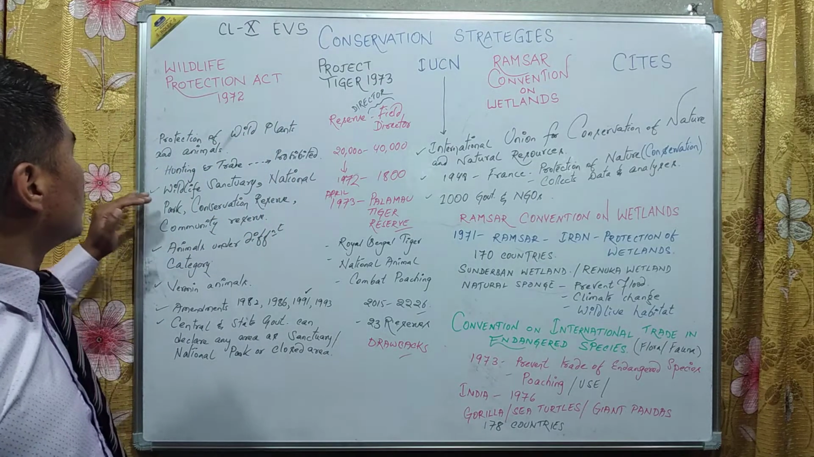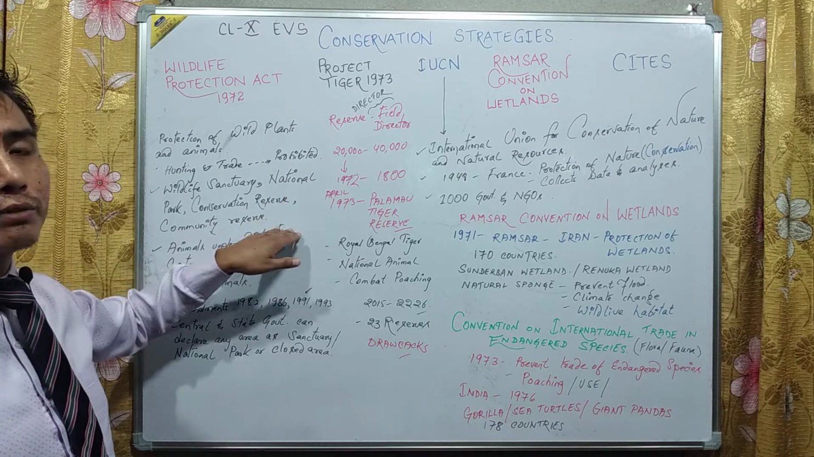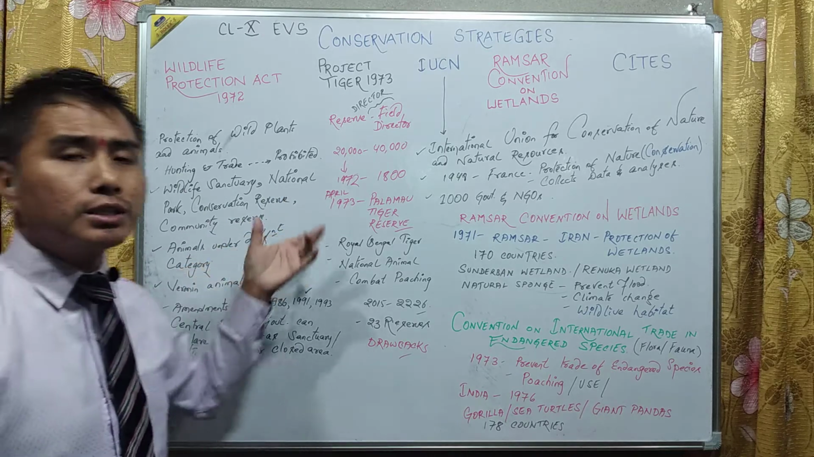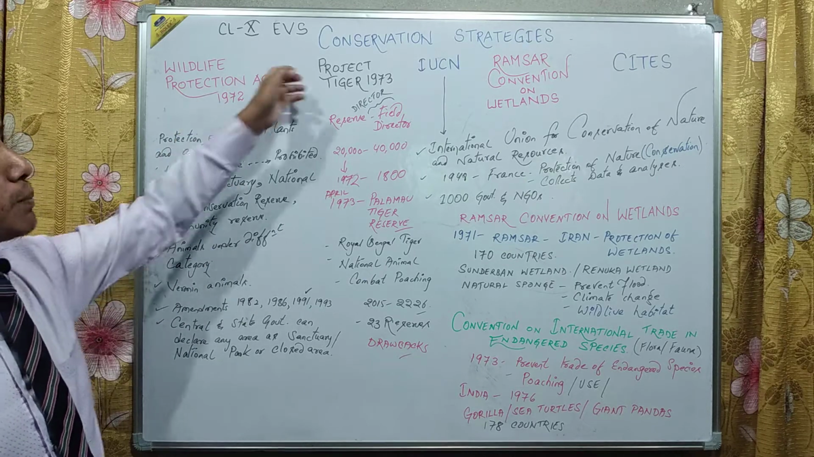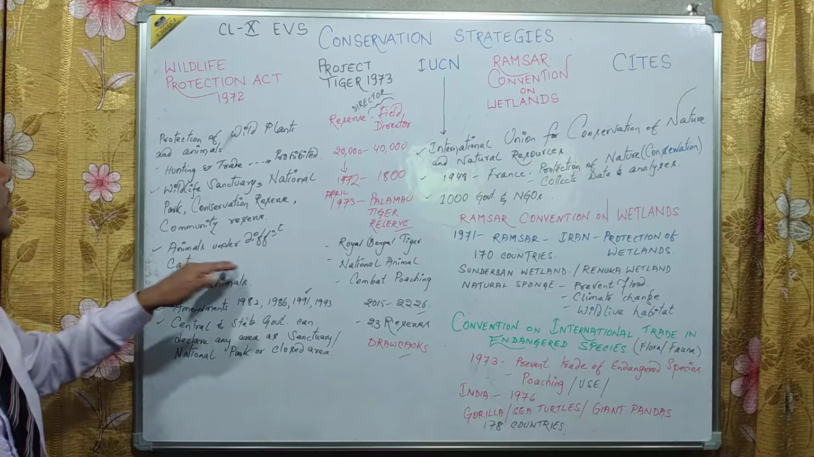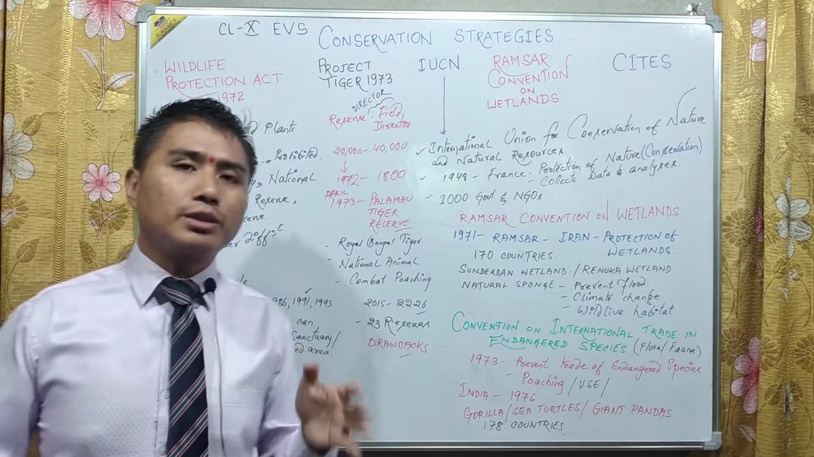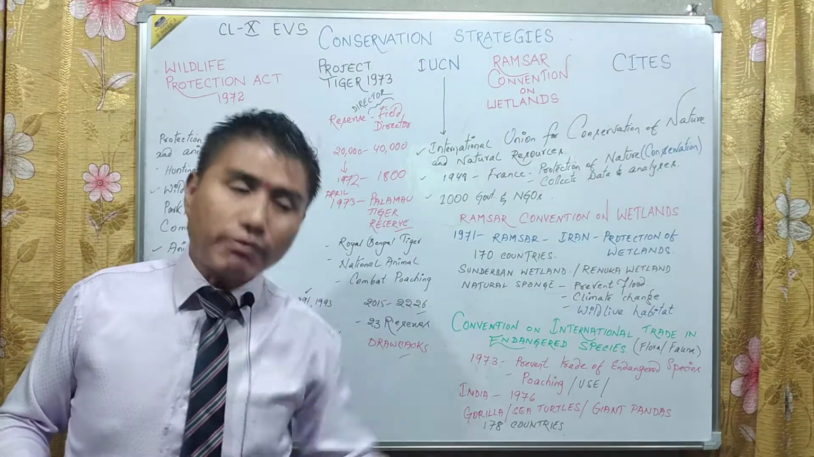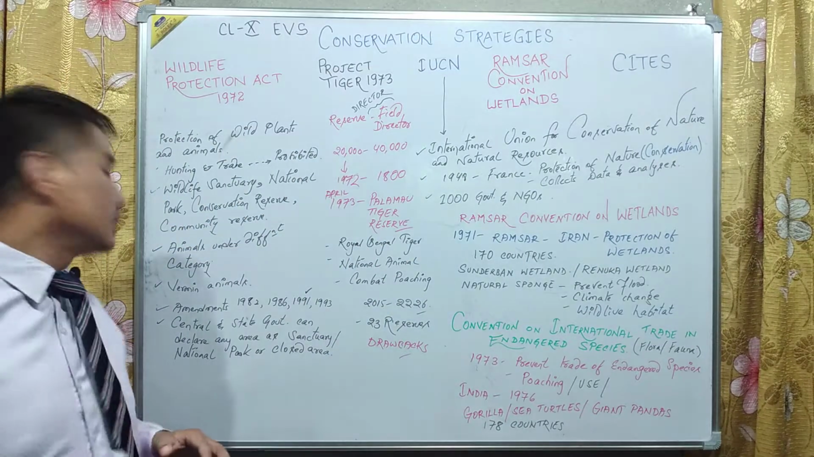Under this Wildlife Protection Act, wildlife sanctuaries, national parks, conservation forests, and community reserves were all formed. Actually, under this only, Project Tiger was initiated. I'll come to that afterwards. Animals were kept under different categories, and vermin were also kept in one category, whereby animals and plants which are themselves a threat were eliminated or can be killed.